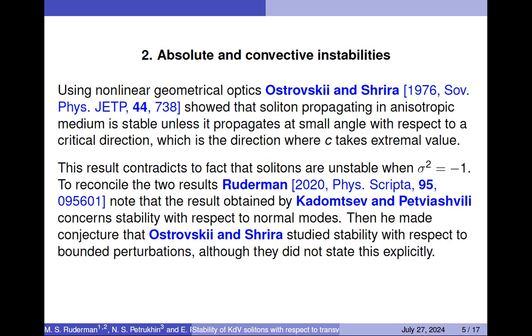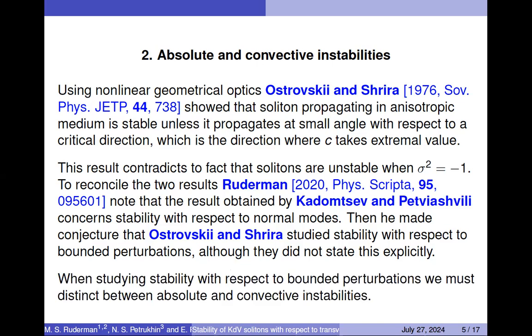To resolve this contradiction, I have to emphasize that Kadomtsev and Petviashvili studied stability with respect to normal modes. Then I made a conjecture that actually Ostrovsky and Shrira studied stability with respect to bounded perturbations, although in their paper they never stated this explicitly. In this case, we have to distinguish between absolute and convective instabilities, and the situation becomes quite different.